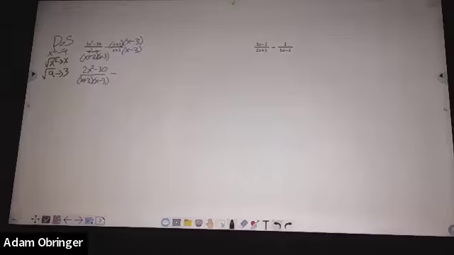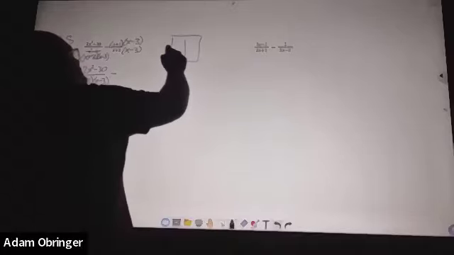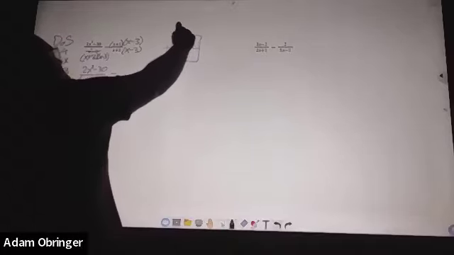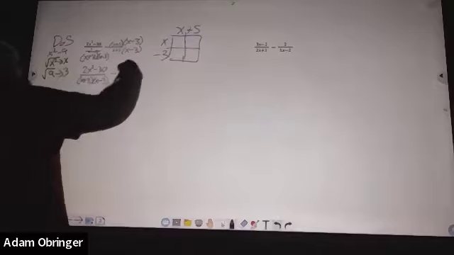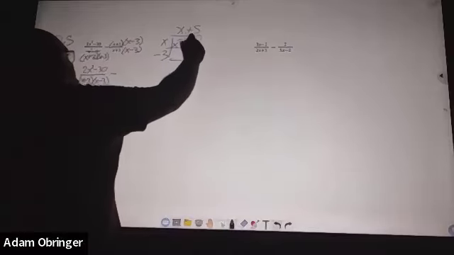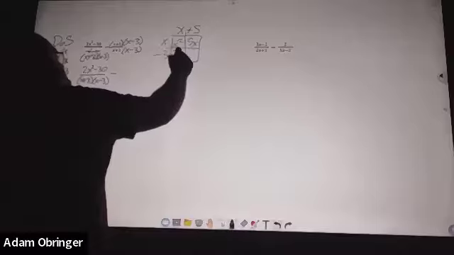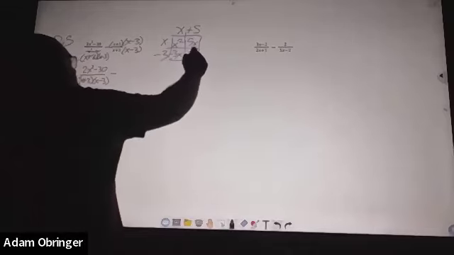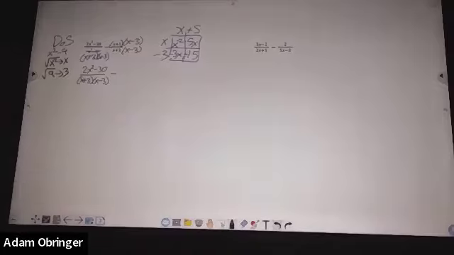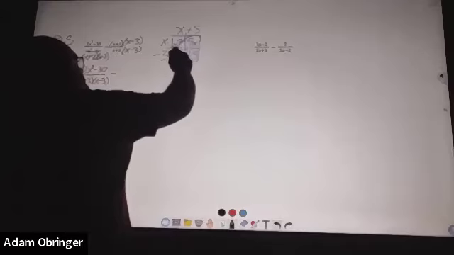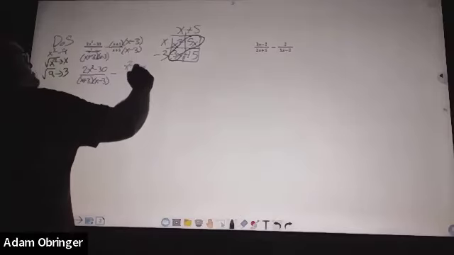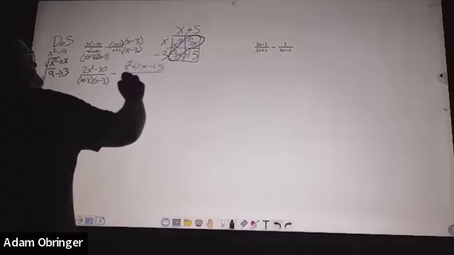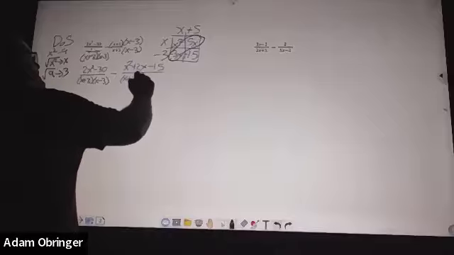That's not distributing. If you have 2 terms times 2 terms, that's a box. We got to draw the Punnett square, which is another skill we've had to practice in the past. X plus 5, x minus 3. X times x is x squared. X times 5 is 5x. Negative 3 times x is negative 3x. Negative 3 times 5 is negative 15. Now, if I add my like terms in the diagonal, I get an x squared plus 2x minus 15 over x plus 3 and x minus 3.